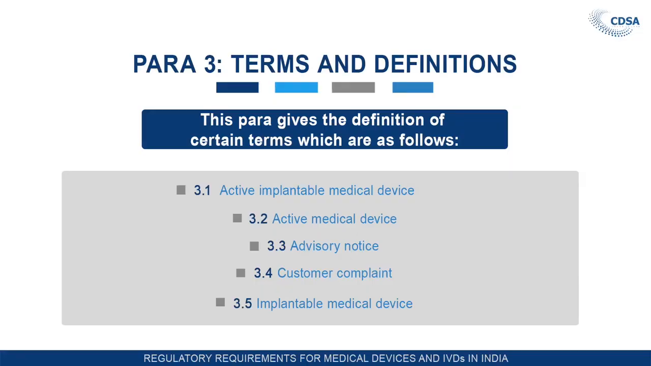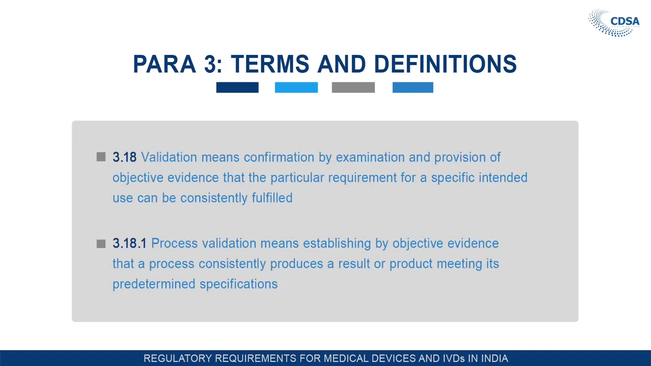Terms and definitions. Part 3 is the terms and definitions in the regulations. The para gives the definitions of certain devices, which are as follows. 3.1 is active implantable medical device. 3.2 is active medical device. 3.3 is advisory note, 3.4 is customer complaint, 3.5 is implantable medical device. 3.18, I have picked up the relevant paragraphs. So there may be a few paragraphs in between which are not as important as these, but if you go through these paras, you can understand those paras also. 3.18 is a very important para.